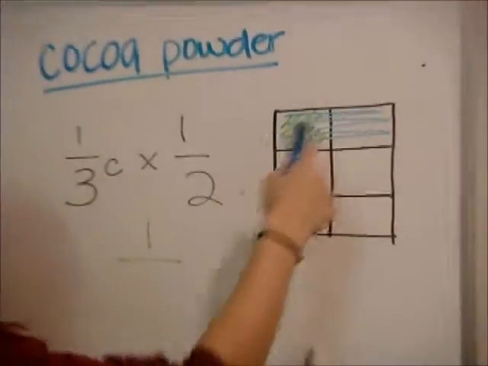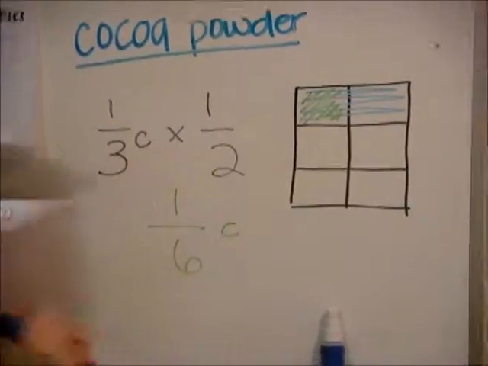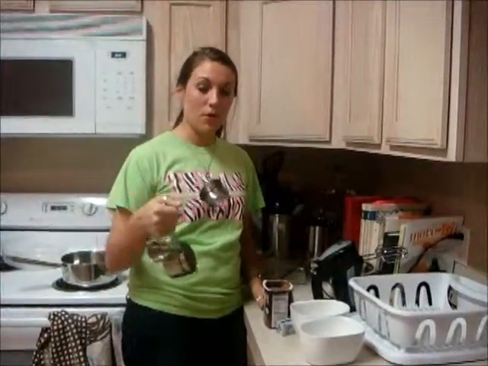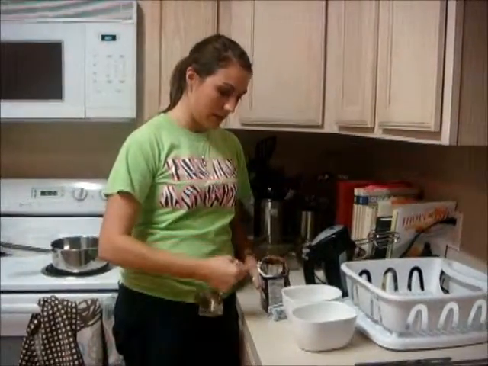And I can see that my new fraction is 1 of 1, 2, 3, 4, 5, 6. So I now need 1/6 cup of cocoa powder. This is my 1/3 cup. We don't have a 1/6 of a cup, so I have to estimate 1/6, which would be half of 1/3.